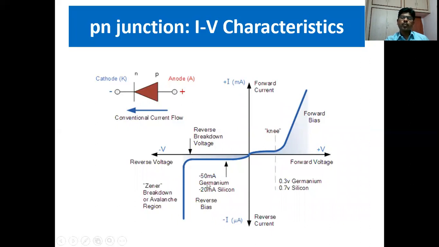In reverse bias, once again, in the x-axis we have the voltage, and the y-axis you have the current measured in microampere. What do you observe over here? As the voltage increases, the increase in current is very, very less. At a particular point, the diode breaks down. This particular point is known as the breakdown voltage. Then a large amount of current will start flowing. This region is known as the Zener region.